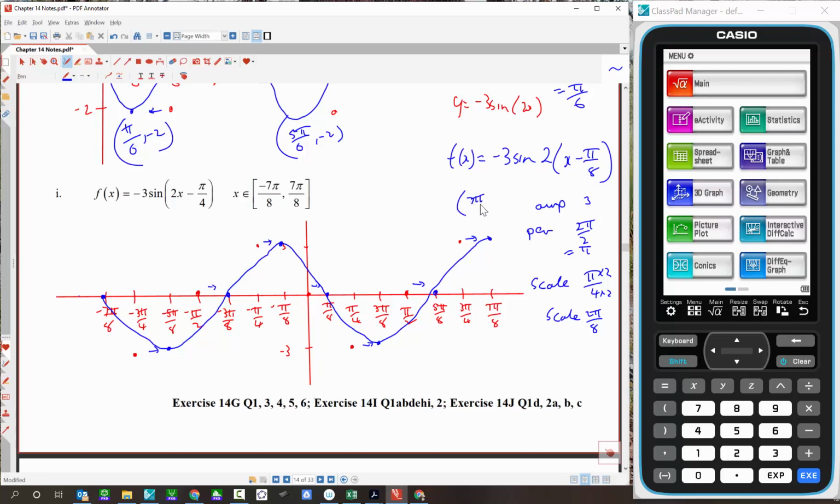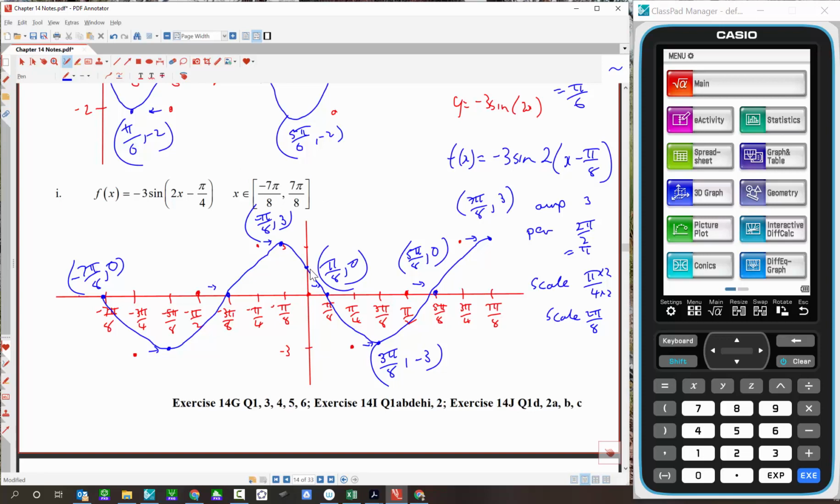So let's start labeling. 7 pi on 8, 3. This one is 5 pi on 8, 0. This one is 3 pi on 8, -3. This one is pi on 8, 0. Got a y-intercept that we'll do in a sec. This one is negative pi on 8, 3, etc., etc. Okay, I'll let you finish off that, noting that that endpoint is also an x-intercept, so you would have labeled it anyway, but endpoints have to be labeled when we've got a restricted domain.